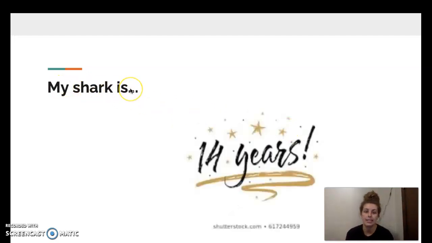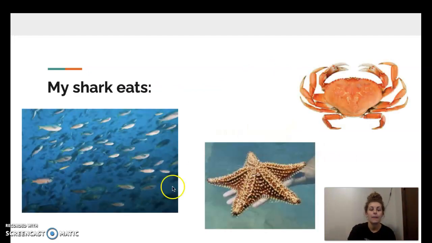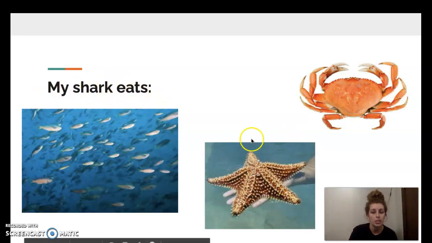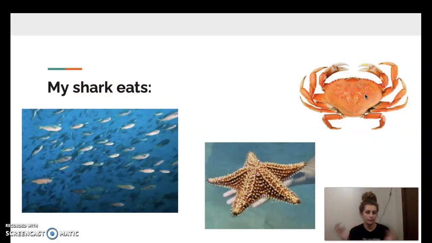My shark is. Again, you should have this written down. How old is your shark? My shark is 14 years old. How old is yours? My shark eats. You should have this written down on your paper. My shark eats lots of little fish, starfish, and crab. What does your shark eat?